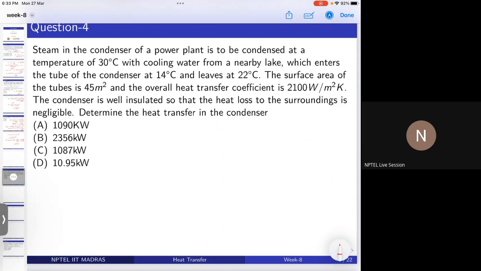We have steam in the condenser of a power plant to be condensed at a temperature of 30 degrees Celsius. So that is very important. The steam is condensing at 30 degrees Celsius. The cooling water enters the tube of the condenser at 14 degrees Celsius and leaves at 22 degrees Celsius. The surface area of the tube and the overall heat transfer coefficient are also given. The condenser is well insulated so that the heat loss to the surroundings is negligible, which means the heat transfer is only between the steam and the flowing fluid. So we have to determine the heat transfer.